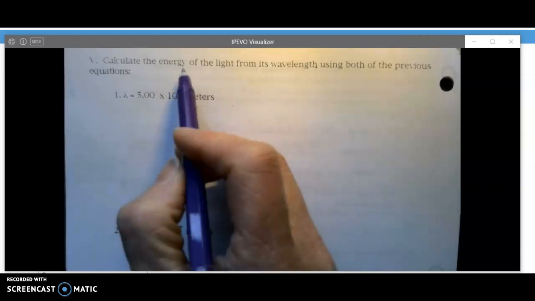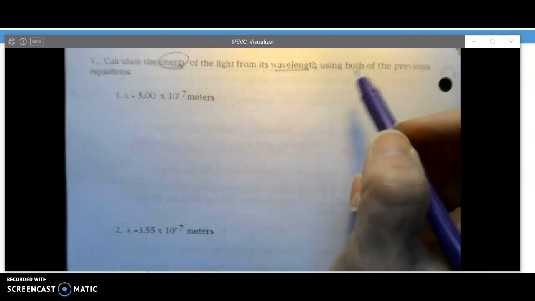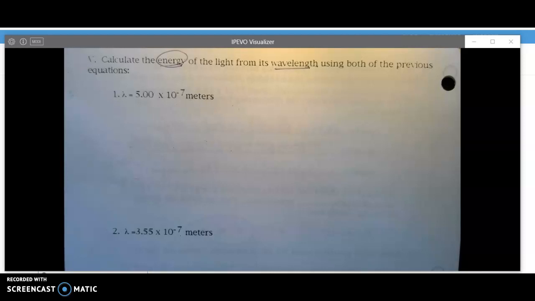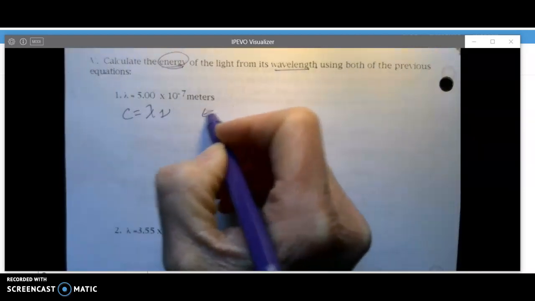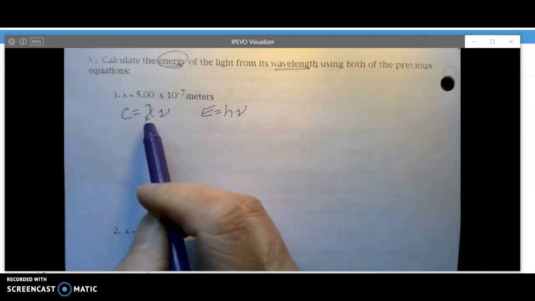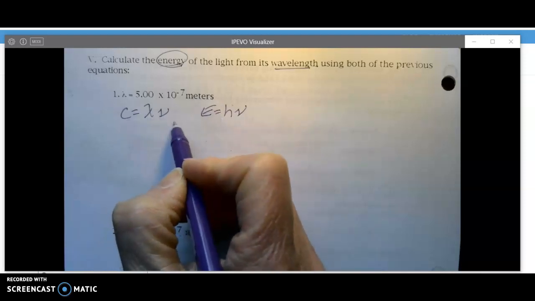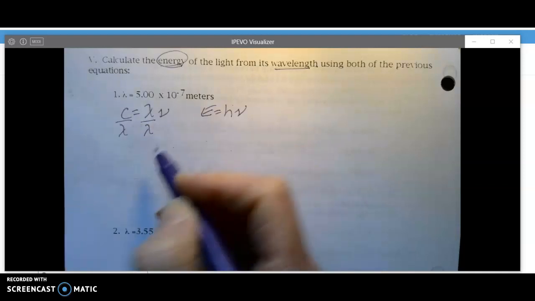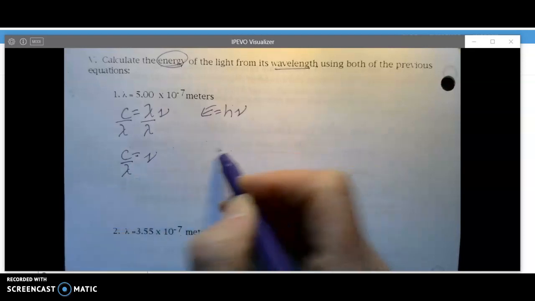All right, for this next type of question, we're going to be calculating energy from wavelength. So this uses both of your equations. We have c equals lambda nu, and we have E equals h nu. So nu is frequency. I'm going to solve this equation for frequency and then substitute it in. I'm going to divide both sides by wavelength, and that's going to give me c over lambda equals frequency.